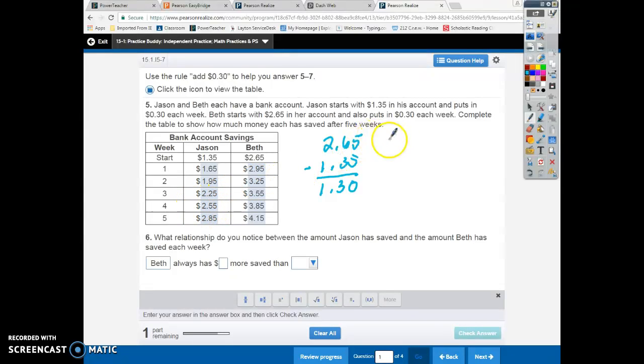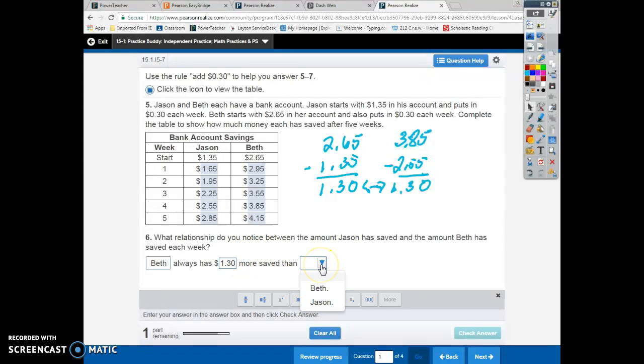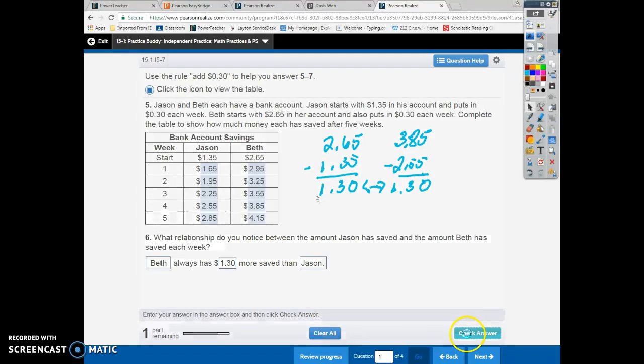Let's try week 4. 3.85 minus 2.55. Well, 5 minus 5 is 0. 8 minus 5 is 3. Decimal point. 3 minus 2 is 1. Hey, look at that. They are the same amount, $1.30. So we'll say $1.30 more than, and Beth has more than Jason. And we'll check our answer.